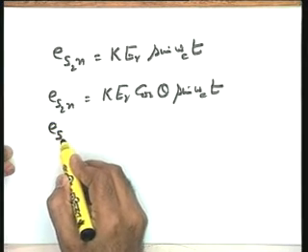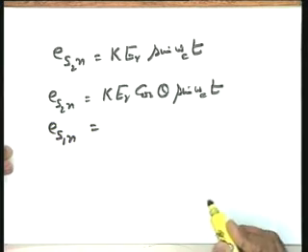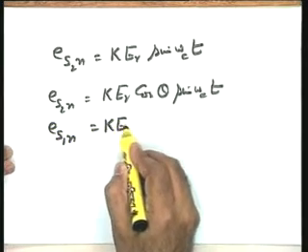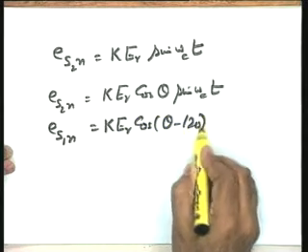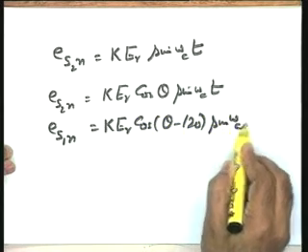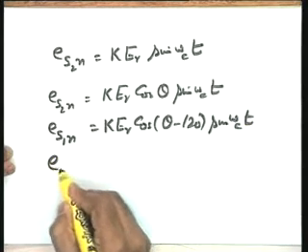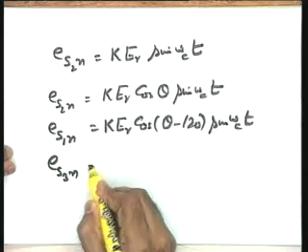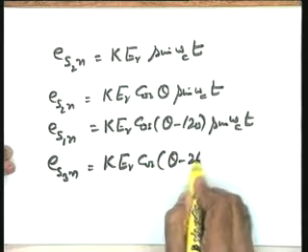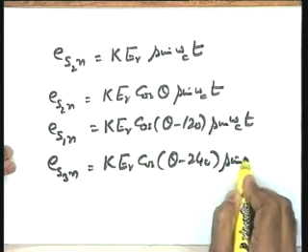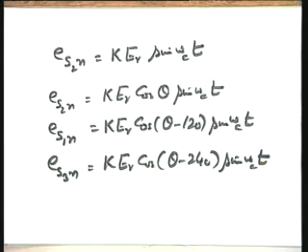Similarly, with the same reason, I can write ES1N. This you can now verify very easily: K ER cos(theta minus 120 degrees) sin omega CT, and the third voltage ES3N is equal to K ER cos(theta minus 240 degrees) sin omega CT. These are the three voltages by transformer action.